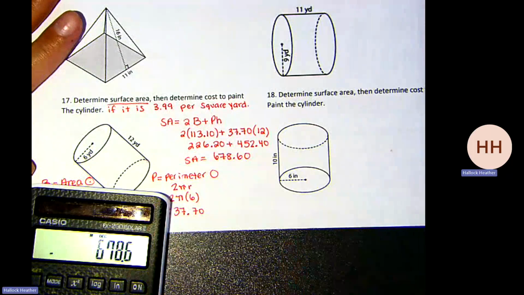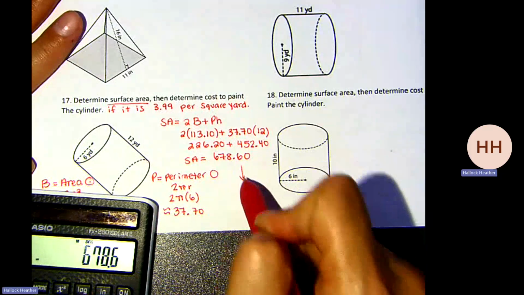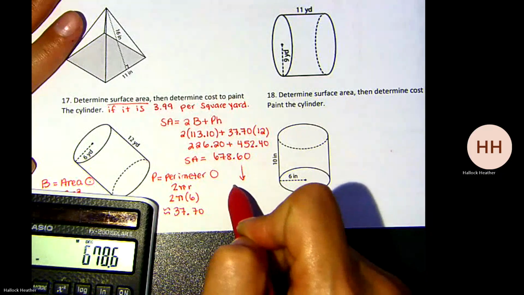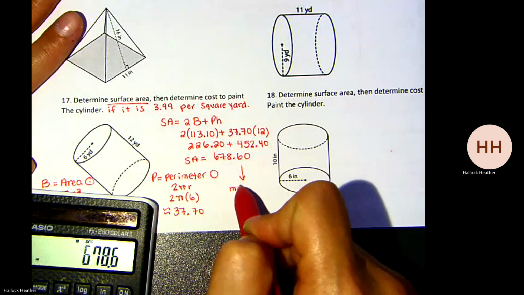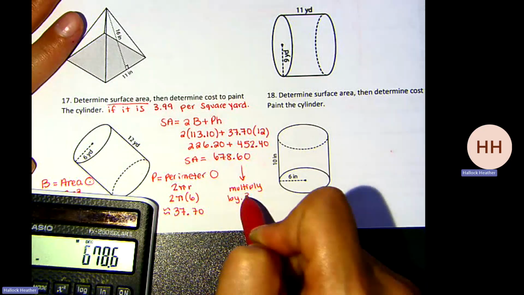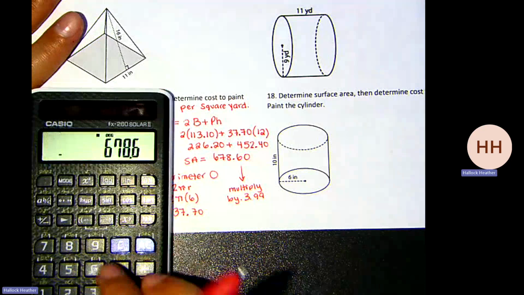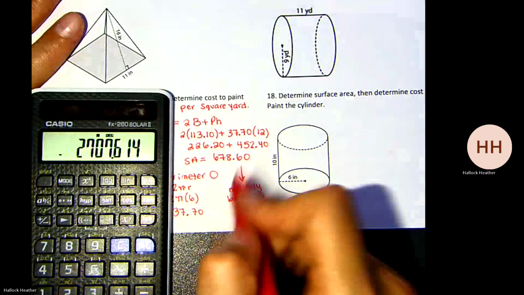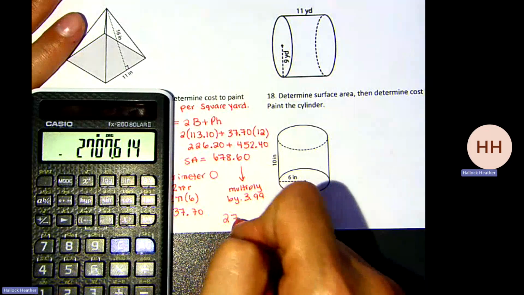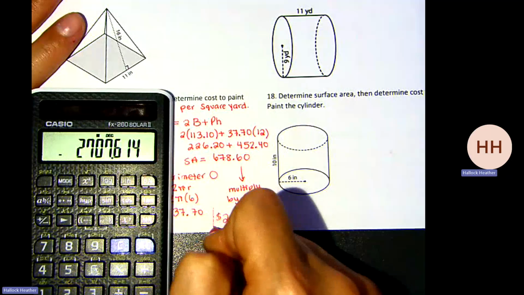If I need to find the cost to paint the cylinder, I'm going to multiply that by the cost per square yard, which is $3.99. So in a calculator, I'm going to just multiply by 3.99. So $2,707.61.